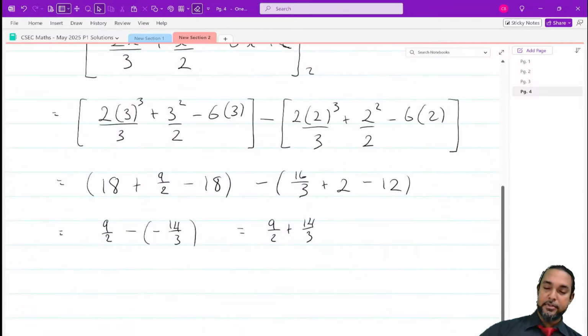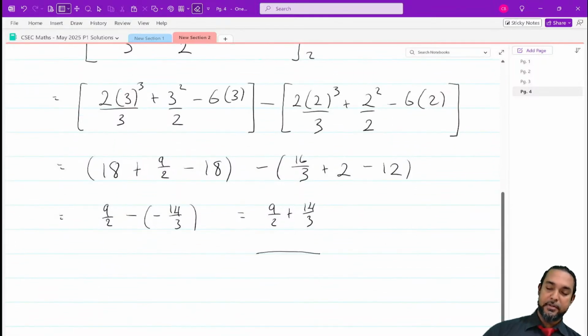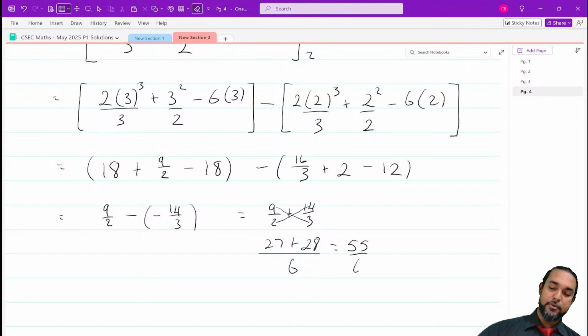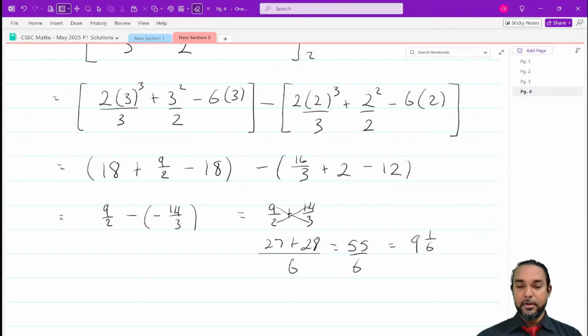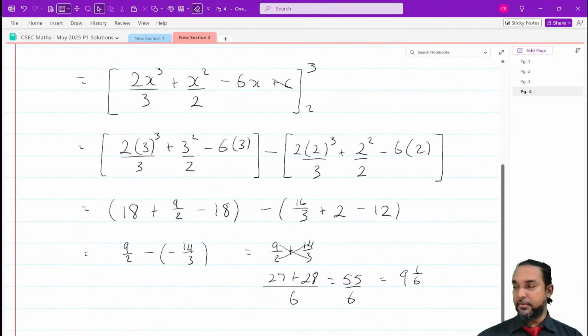When you're adding or subtracting fractions, we need a common denominator. 2 by 3 is 6. So 9 by 3 is 27, 14 by 2 is 28. So we end up with 55 over 6, which you can actually write as 9 and 1/6. But you could also leave it as just 55 over 6.